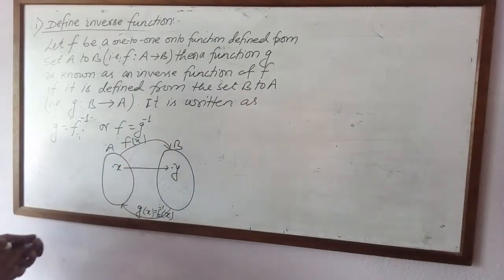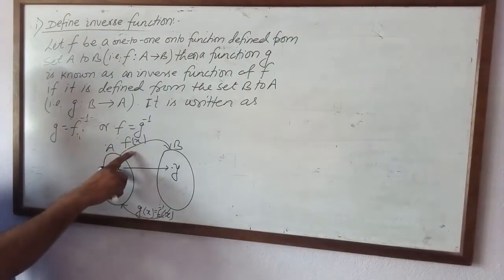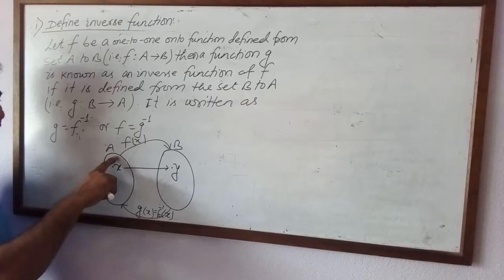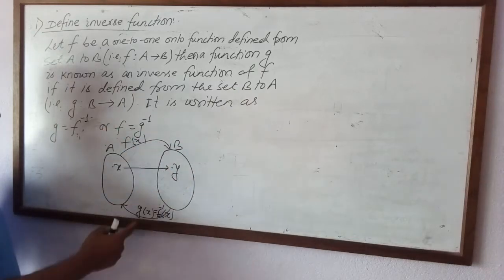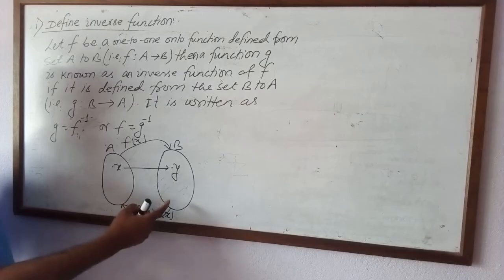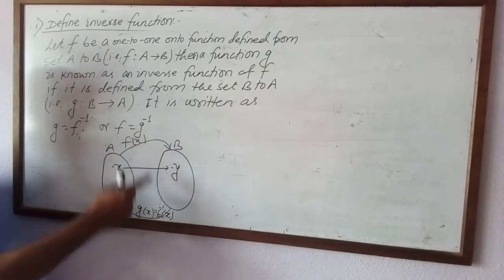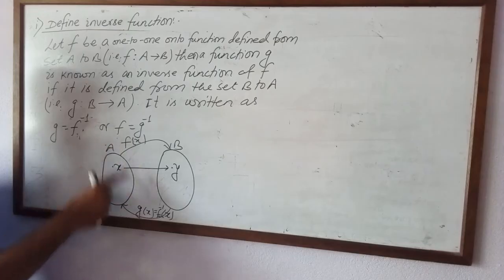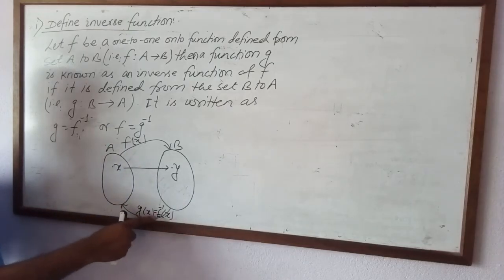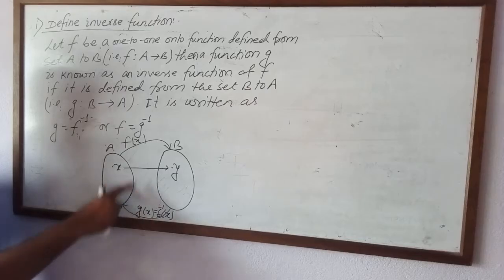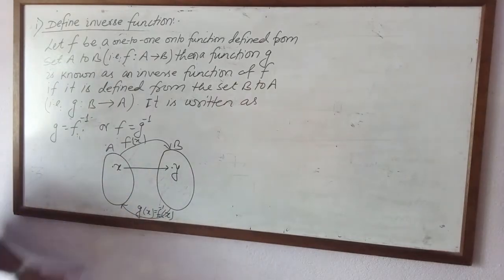Now, from a diagram I'll try to make it clear. Suppose there is a function f. This function f is defined from set A to B. If there is another function, which I have named g, defined from B to A, there are two functions, one from A to B, another g from B to A, then they are inverses of each other. This function g is known as the inverse function of f, or this function f is known as the inverse of g. Now, this is the definition of inverse function.